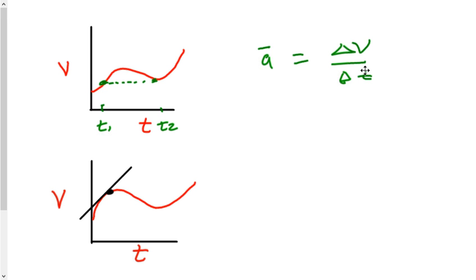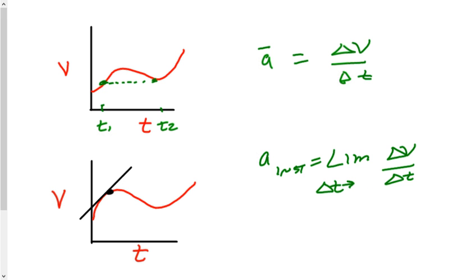Now what about the instantaneous acceleration? Well, that would be equal to the slope of the tangent line drawn to our curve at any time value that we wanted. So if I want instantaneous acceleration, that's going to equal the limit of delta v over delta t as delta t approaches 0. So you can see it's very similar to what we've done already, but now we're dealing with the change in velocity over the change in time.